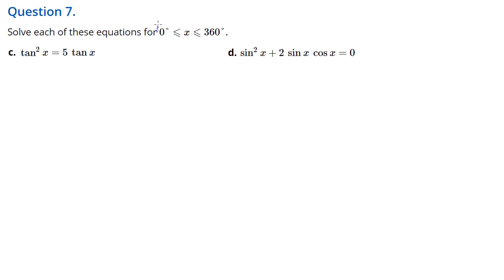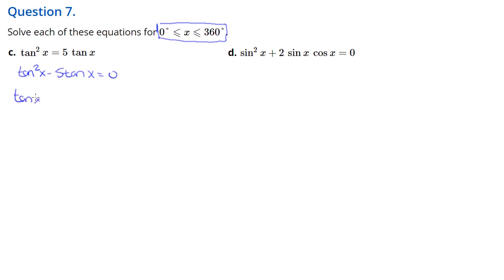All right, we got question number 7, C and D. We have a domain of 0 to 360 degrees. This first one, C, is tan squared x is equal to 5 tan x. They're both tangent. One's a square. Let's get them both on the same side.